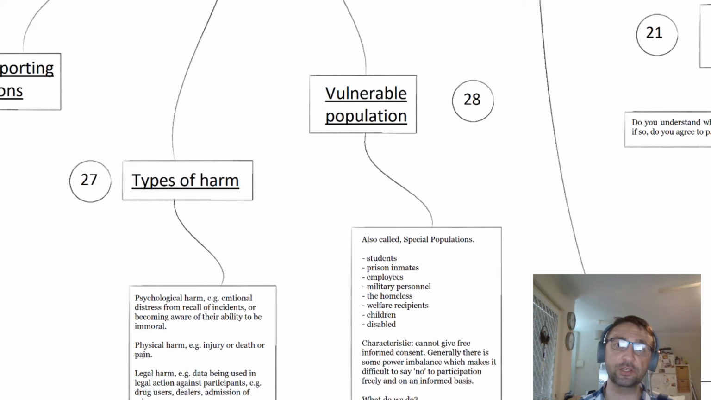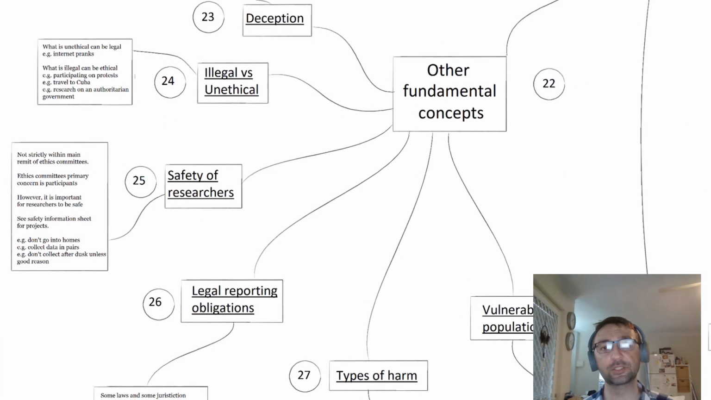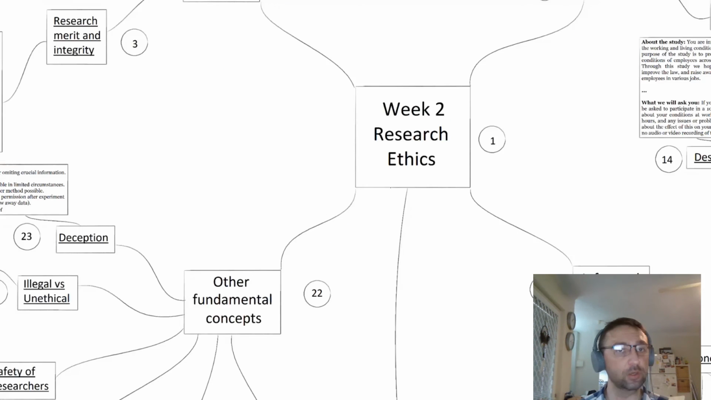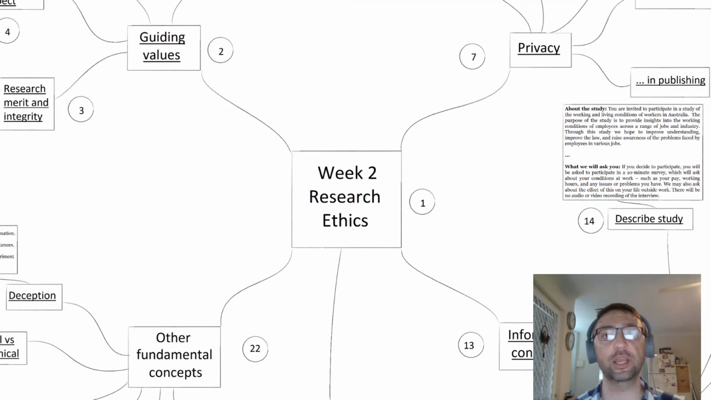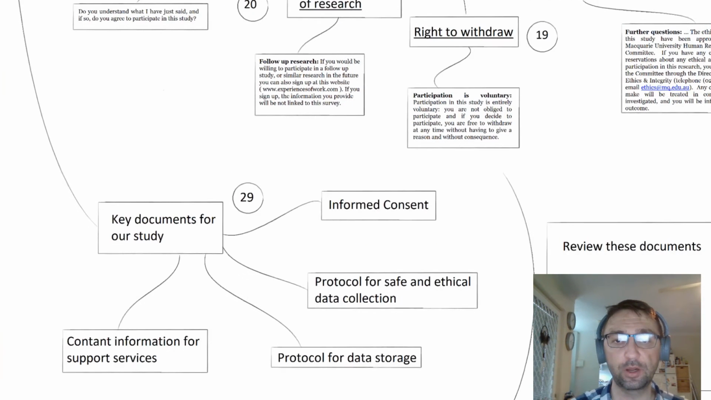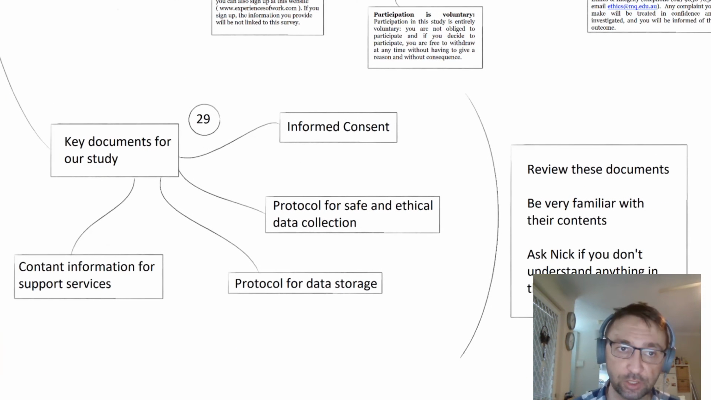Okay, so that's the end of basically the miscellaneous or other fundamental concepts. Going back, we've dealt with 4 major topics. I'm just going to end now very quickly by pointing out what has been put up on iLearn, which is some of the key documents for our studies. They're only each about a page long, so it's not a lot of reading. There is the informed consent form. There's also a protocol for safe and ethical data collection, about how you keep yourself safe and how you make sure you do ethical data collection.